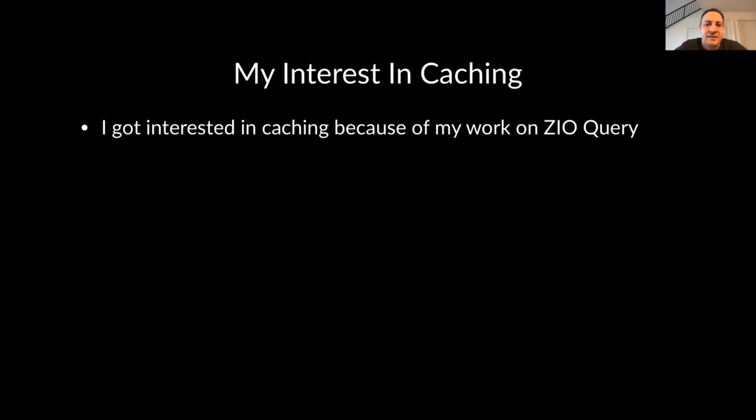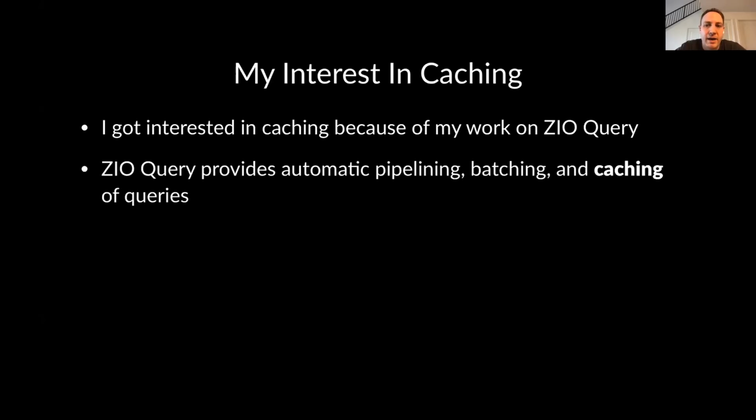So how did I get interested in caching? Well, as Sandra mentioned, I am the author of a library called ZIO Query, which does query optimization. And so it'll do pipelining, batching, and caching of queries. So if you have some big query you're doing, where as part of it you're saying, get information on all my users, and then as some other part of it you're saying, get information on users Dave, Bob, and Carol, it's going to be smart enough to make sure that you don't request that data twice from the underlying data source that you're working with.